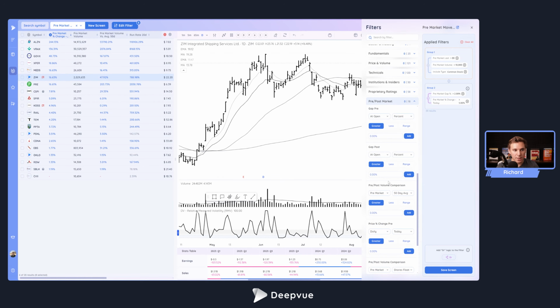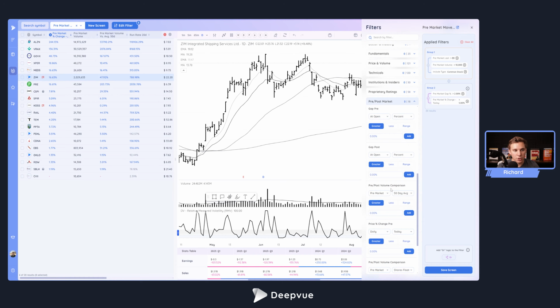So these data points act just like any other data point in Deepvue. To add it to your screen, what you want to do is just select the group you'd like to add it to, then set the condition. Let's say we want pre-post market comparison, pre-market volume to be over 5%. We just basically add that to that filter if you want to add it to group one. So that's pretty much it for setting up a screen and these additional data points.